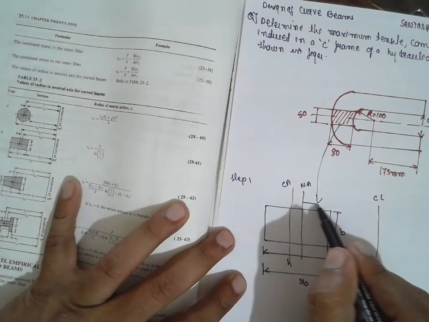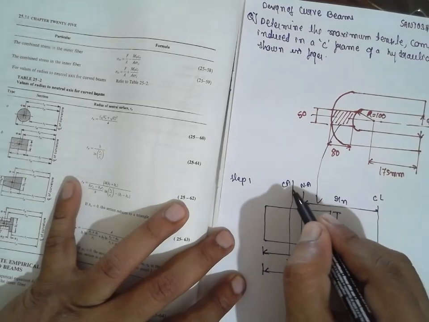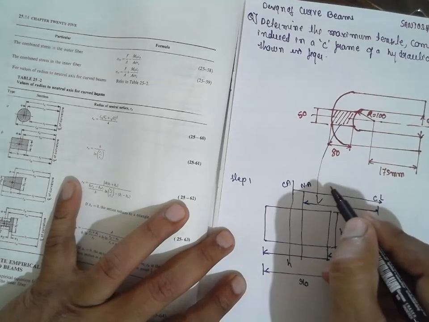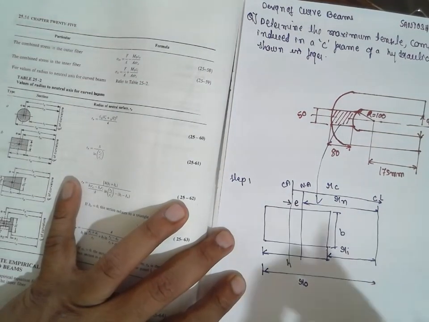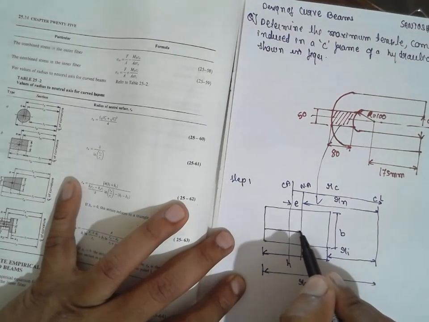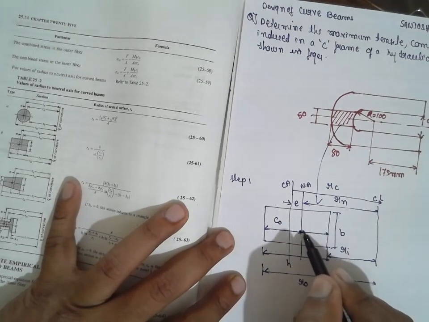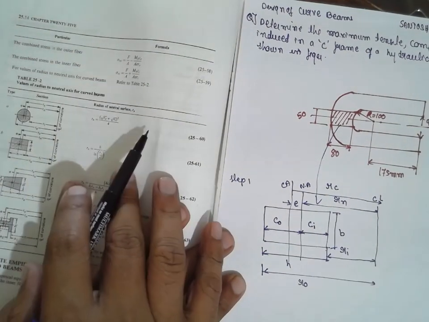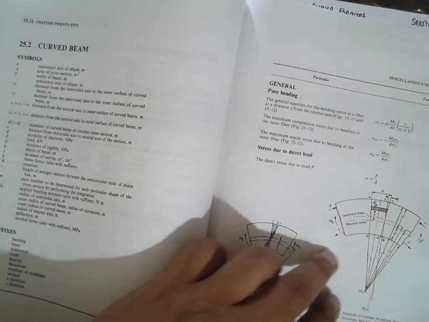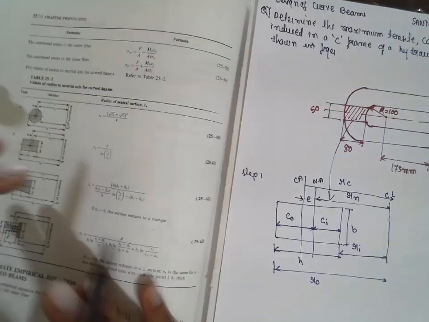Now from this part to this part we call Rn. This part we refer to as Rc. This is nothing but e, small e. Now from this distance to this distance we call C naught. From this distance to this distance, we call it Ci. The naming of this notation is given in the data handbook. You can refer to this page. Everything is given in detail, what is C naught, what is Ci, but it's not required.